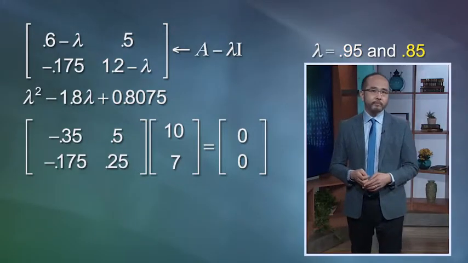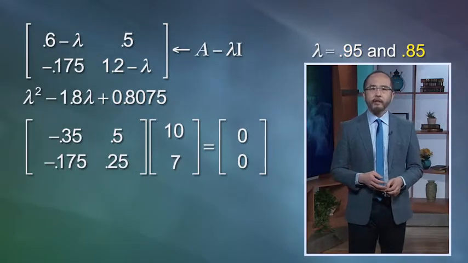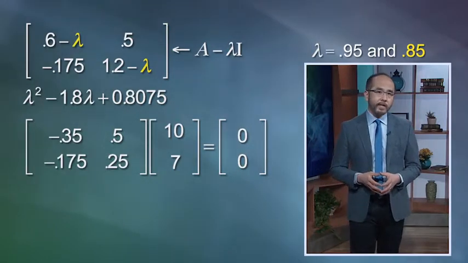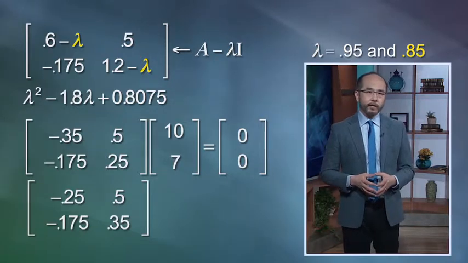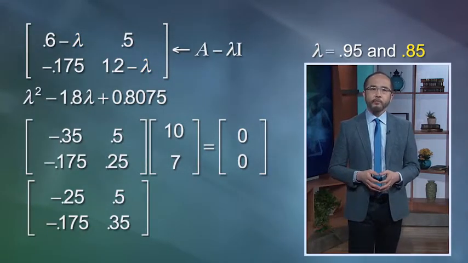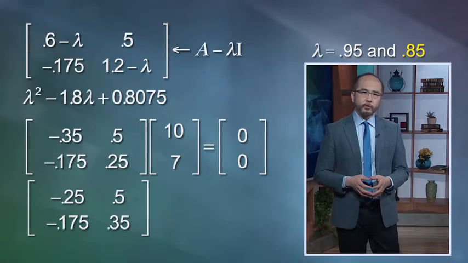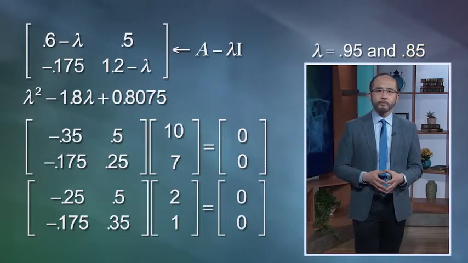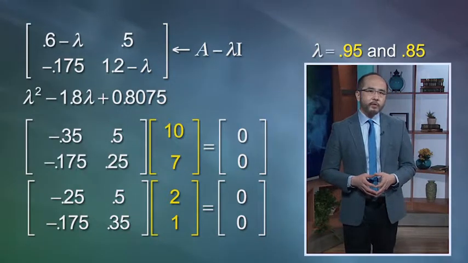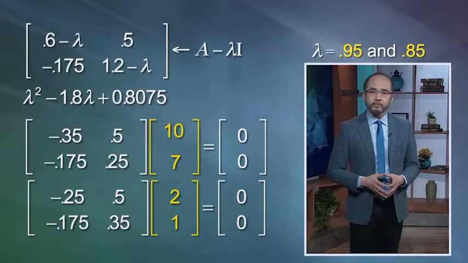In a similar way, you can find an eigenvector for the eigenvalue 0.85 by subtracting 0.85 off the diagonal of A and finding a vector in the null space of that. Try this, and you'll find an eigenvector is (2, 1), or some multiple. So now we've found the eigenvectors and eigenvalues when the predation parameter p equals 0.175.